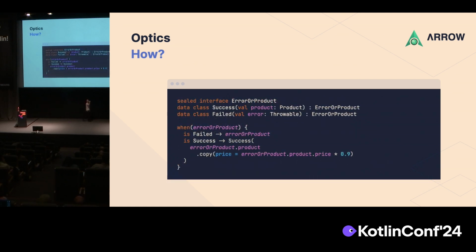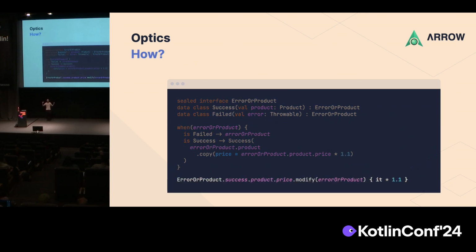But we can even go beyond that with Optics, since we also have support for sealed hierarchies. So here we have a simple sealed hierarchy, error or product, and it can be success or failed. And if we want to then apply a discount, we need to drill into the subtypes using a when block. And in the success case, we can drill into the inner product and apply a modification to the price by copying the product. So you can see that this is even worse than before, and we just want to simply update a single value.